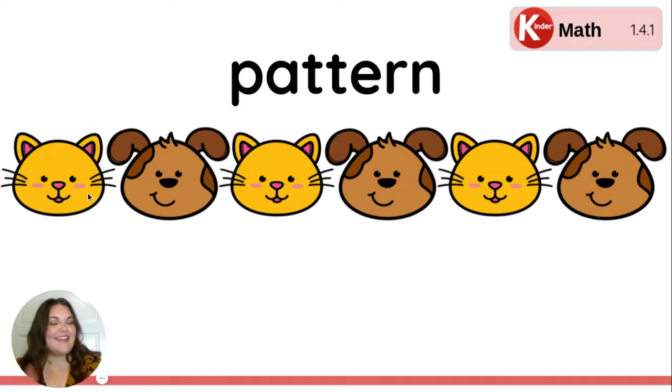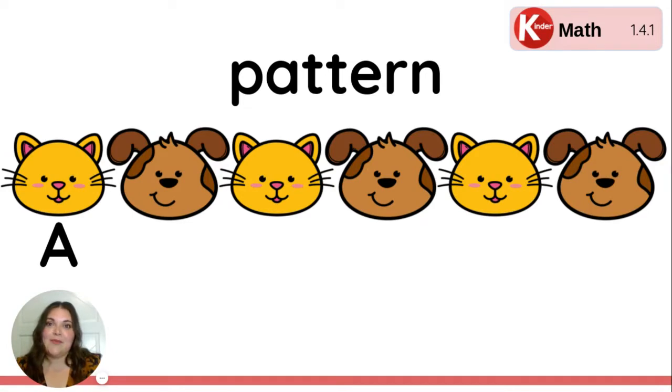Now let's practice reading this pattern using our animal noises, starting with this cat. Ready? Go. Meow. Woof. Meow. Woof. Meow. Woof. Do you hear again how they took turns making their animal sound? This pattern is called an A-B pattern because two pictures repeated.